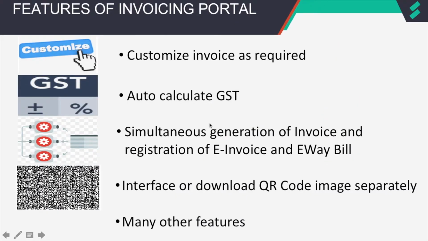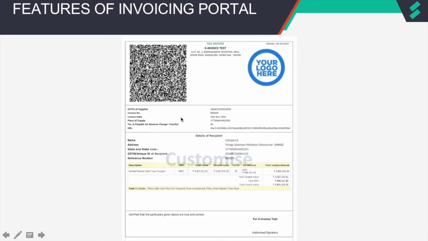Now let us look at some of the features of an invoicing portal. You can customize the invoice as required, auto calculate GST, along with generation of invoice, register e-invoice and e-way bill simultaneously, interface or download the QR code image separately and many other features. This is a sample copy of the invoice which can be completely customized to meet your requirement.